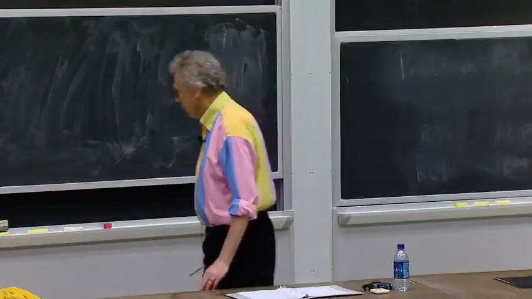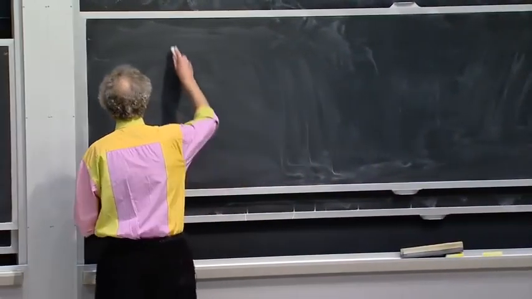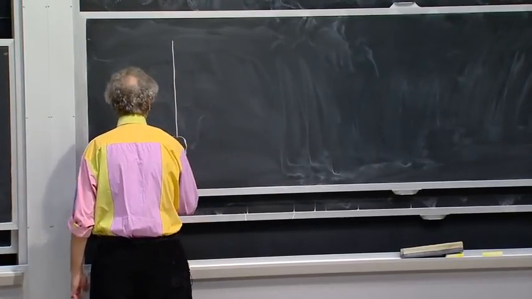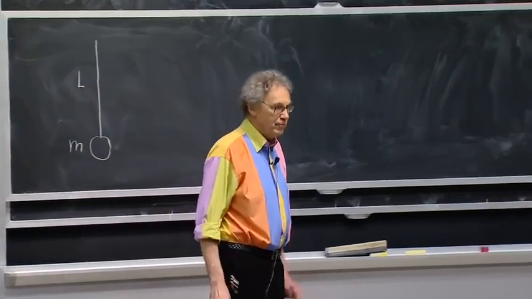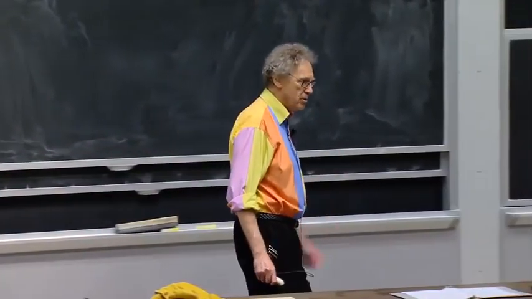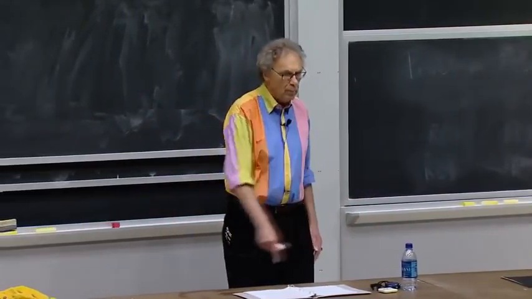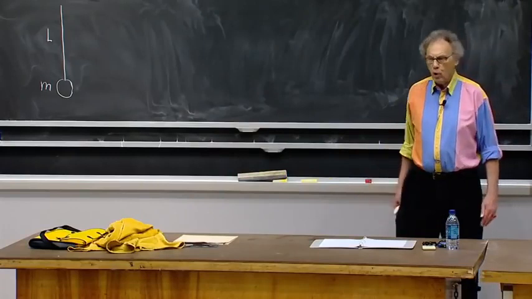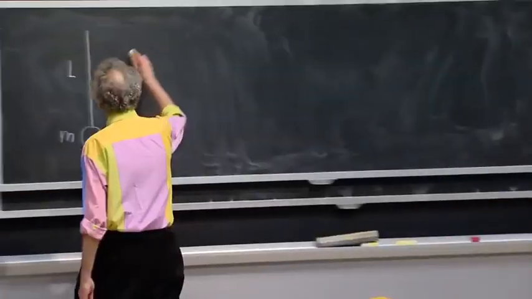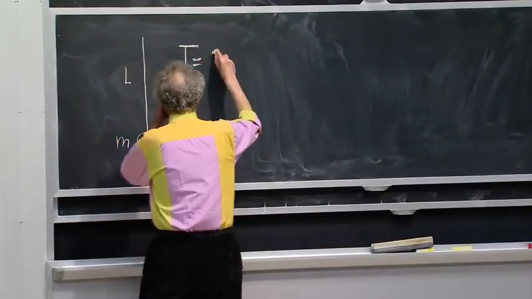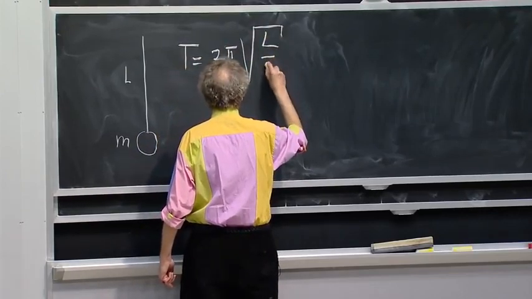If you have a pendulum, this is a pendulum, mass M, length L, then you can derive, which I do in class, but I won't bore you with that, how long it takes for the pendulum to make one complete oscillation. And we call that the period of the pendulum. And I derive in class that that period equals 2 pi times the square root of L over G.